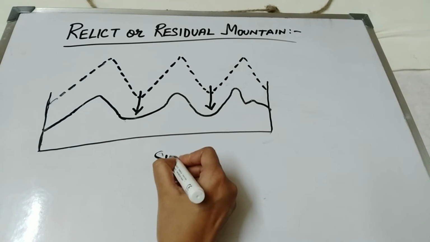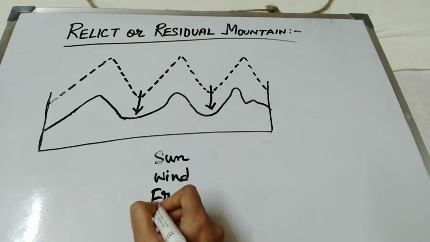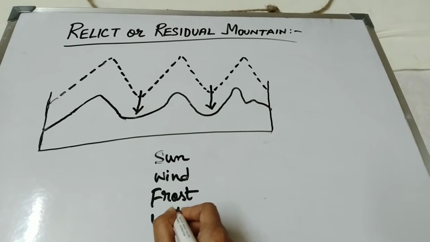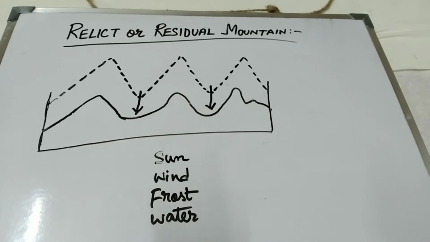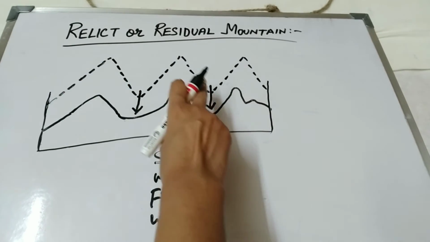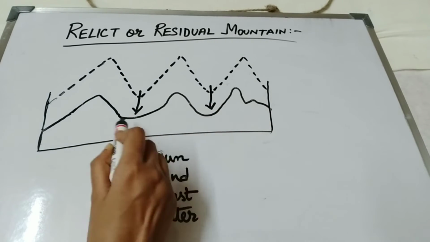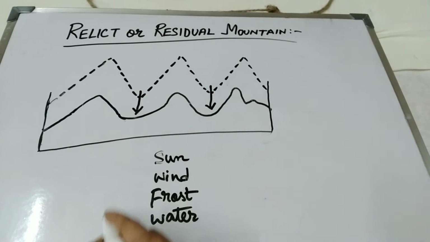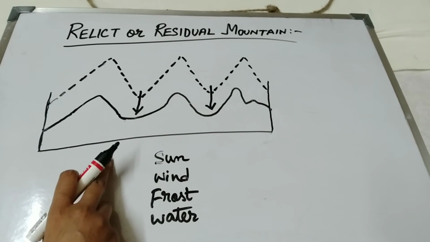Sun, wind, frost, running water. These are the natural agents which affect the soft rock of this mountain, and after a long time the resistant hard rocks are left standing there and make a hill or mountain, and the soft rocks are eroded by these natural agents. These mountains are formed by this process of denudation, and it is known as relict or residual mountain.